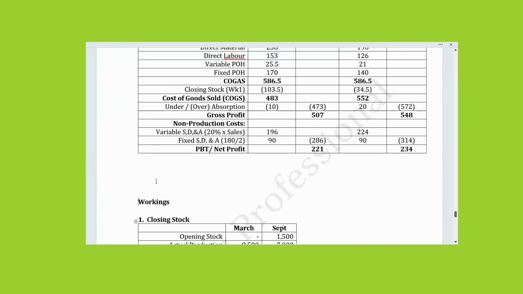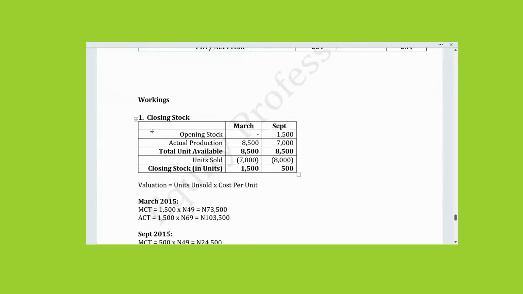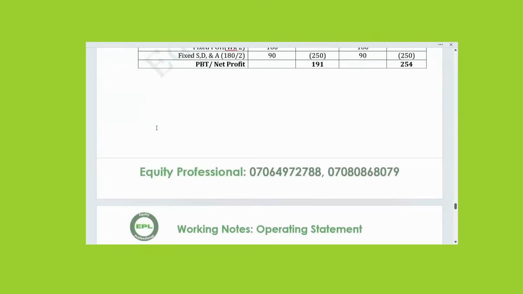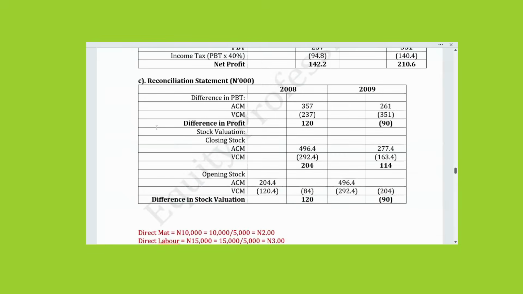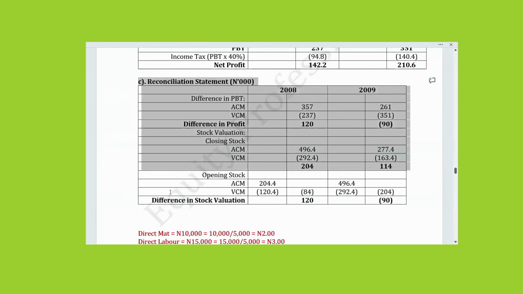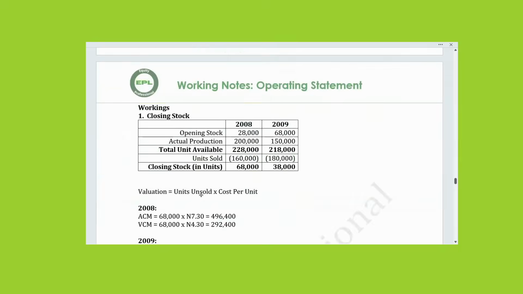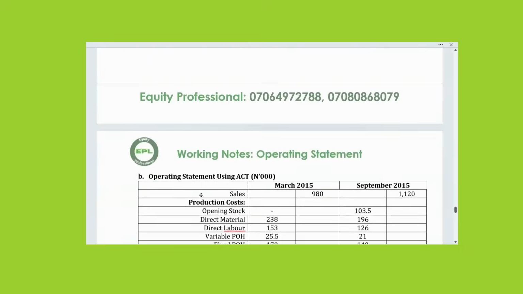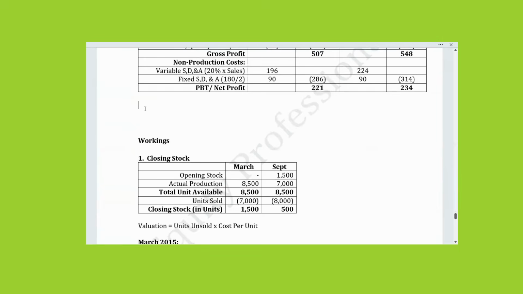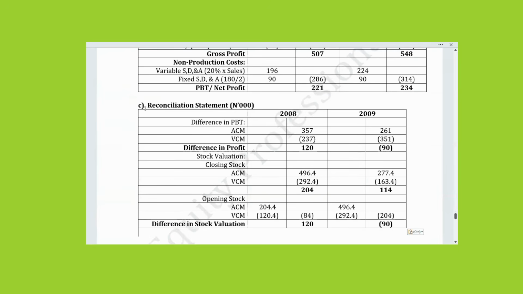So the next thing we are going to do, even though the examiner did not ask, whether the examiner asks you or not, you have to prepare your reconciliation statement. So that's the next thing we are going to do, and that's why we are going to call it a day. So quickly, let's prepare the reconciliation statement. Let me copy this. Okay. So we prepare the reconciliation statements.